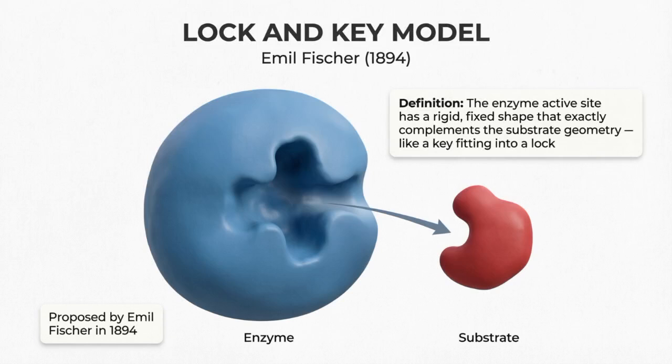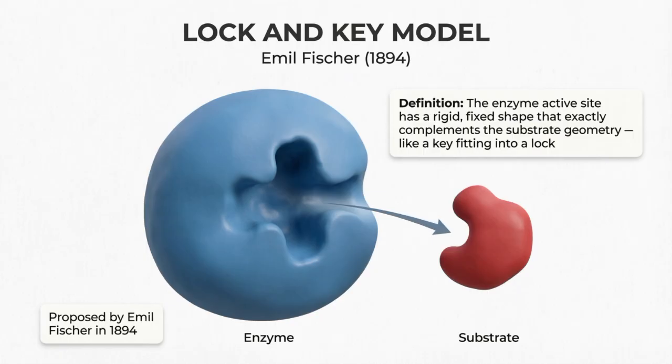Good morning, everyone. Today we're going to explore one of the most fundamental concepts in enzymology, the lock and key model. This model was proposed by the German chemist Emil Fischer in 1894, over 130 years ago, and it revolutionized our understanding of how enzymes work.